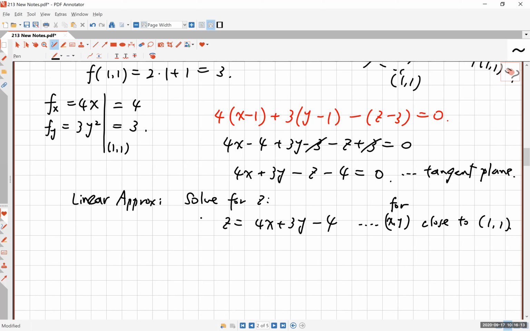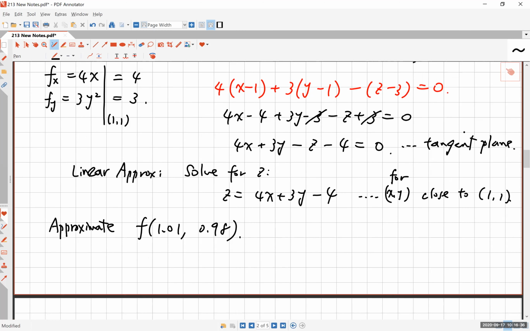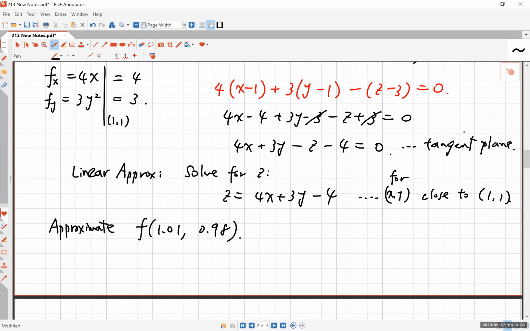Okay, so for instance, let's say we approximate f at (1.01, 0.98). Now this point is fairly close to (1, 1). So how do you approximate that? Okay, so here's the approximation.